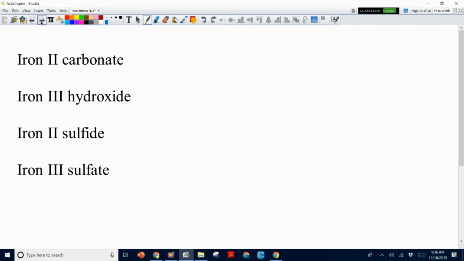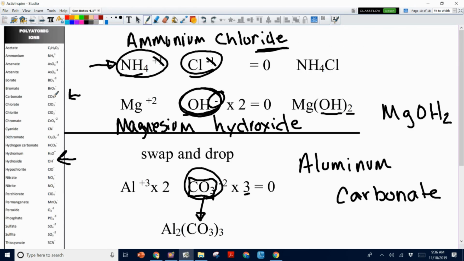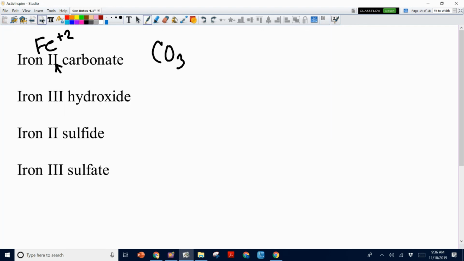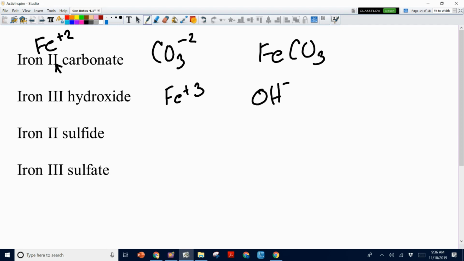All right, and so we're going to have more practice here writing some formulas from names. So here we have iron that's got a +2 charge, and we know that because of the Roman numeral is a +2. And then carbonate, which is a CO3. We look back at our polyatomic ion list, we see that CO3 here is a -2 charge. Okay, so these have the same charge, so it's just going to be FeCO3. Okay, and then iron 3 hydroxide. So this is iron +3. Hydroxide is OH, and that's a negative charge there.